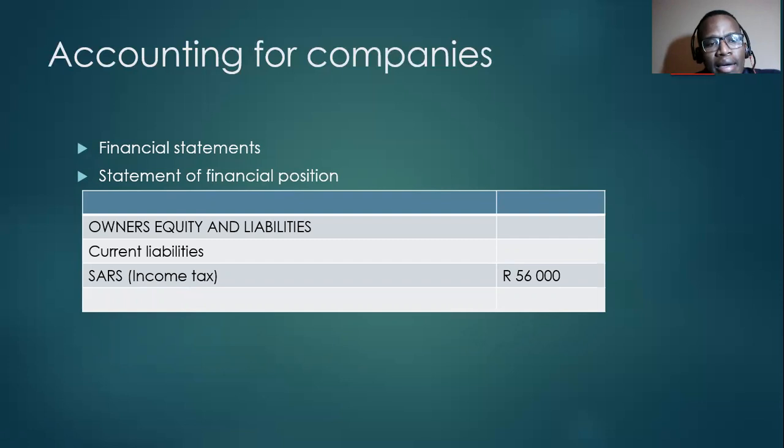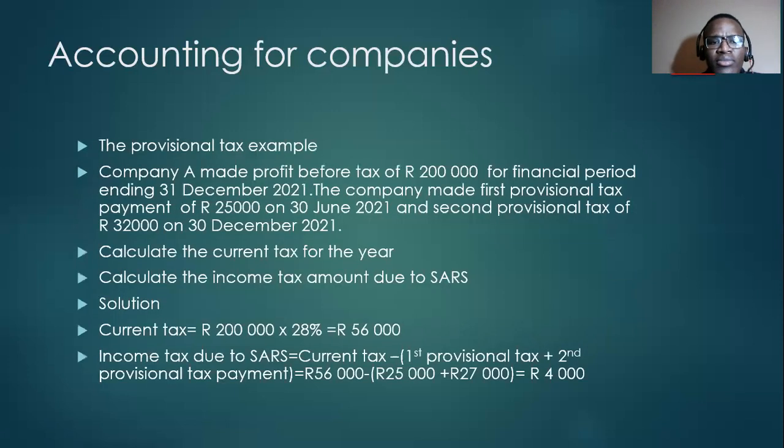Then in your statement of financial position, remember you owe SARS 56,000. Then it's a current liability. Why is it a current liability? Current liabilities are those liabilities that are going to be paid within the next 12 months, right? So obviously, when you determine how much you owe to SARS, you're going to pay SARS within that 12 months, right? Then we move on.